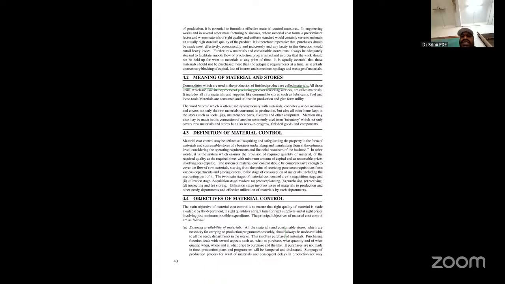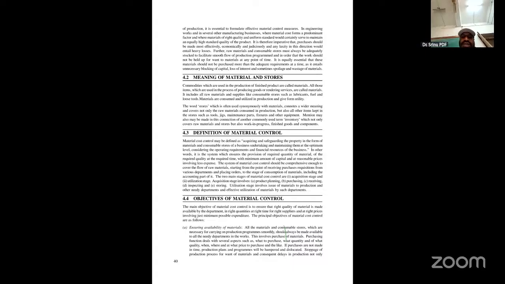Next, definition of material. See, the definition of material is very simple. Acquiring and safeguarding property in the form of material, consumable stores, business undertakings, and maintaining the optimum level, considering the operating requirements and financial resources of the business. So simply remember only one thing: whatever inputs we are going to use in conversion into finished goods, that is called a material.